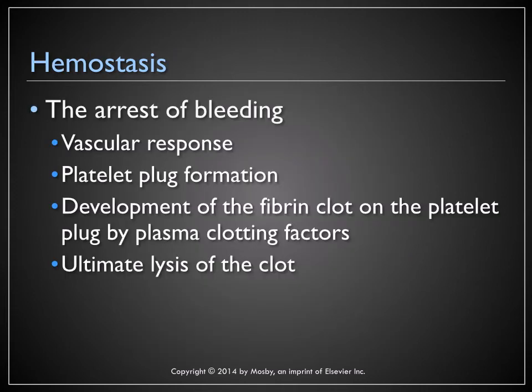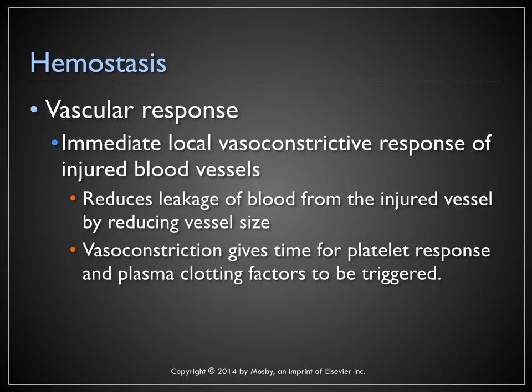Homeostasis and its four components are important in minimizing the blood loss when various body structures are involved. The arrest of bleeding is important because then there will be a vascular response, there will be a platelet plug formation, development of the fibrin on the platelet plug, and ultimately there will be lysis of the clot. So that maintains the homeostasis.